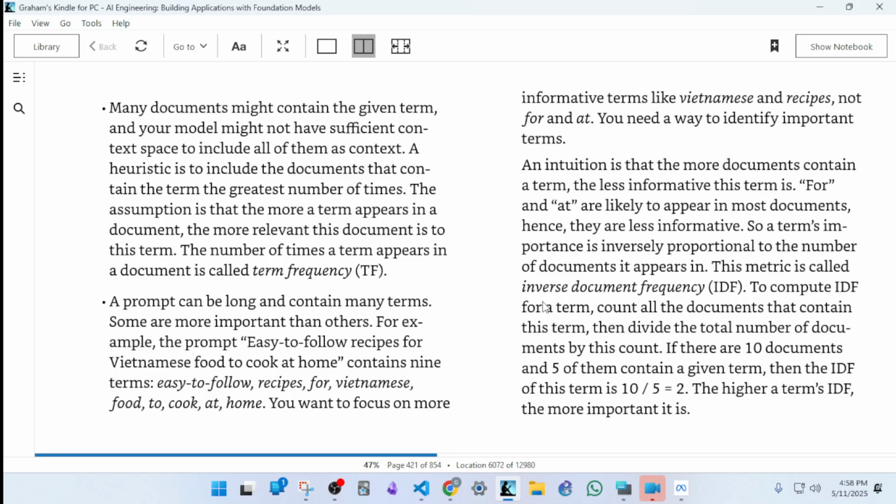To compute IDF for a term, count all the documents that contain this term, then divide the total number of documents by this count. If there are 10 documents and 5 of them contain a given term, then the IDF of this term is 10 divided by 5, which equals 2. The higher a term's IDF, inverse document frequency, the more important it is.